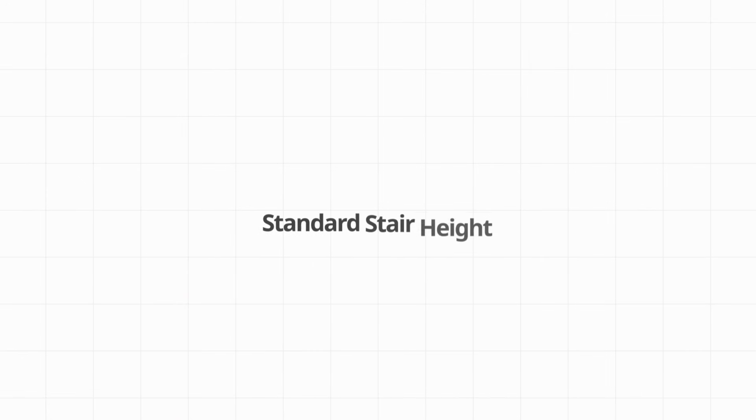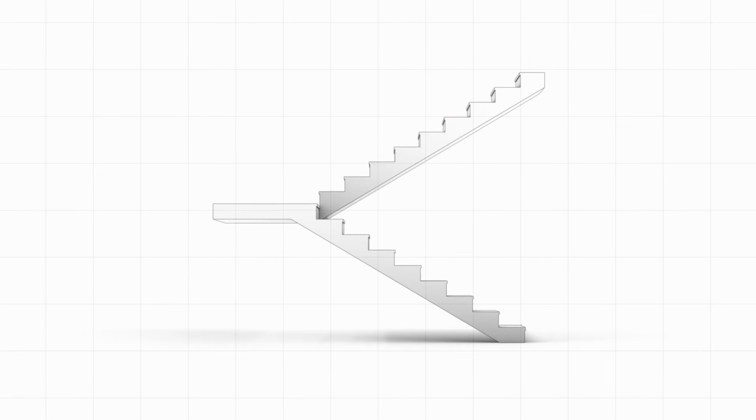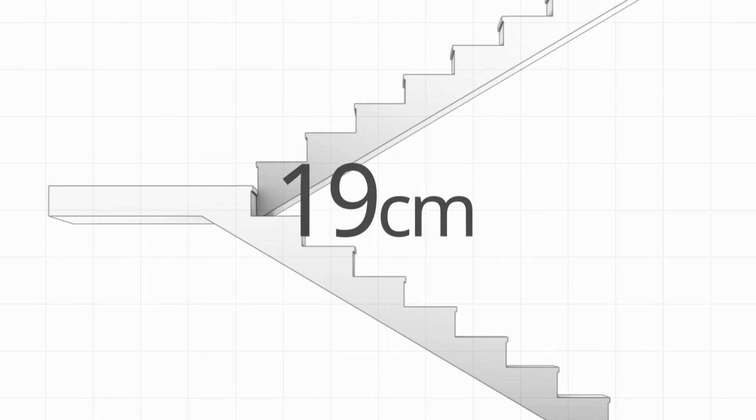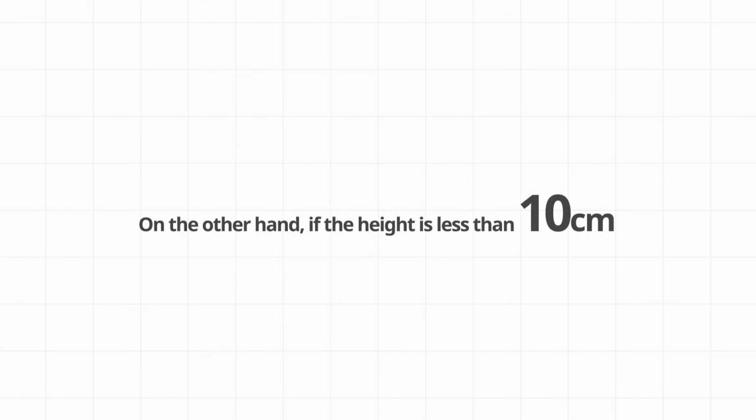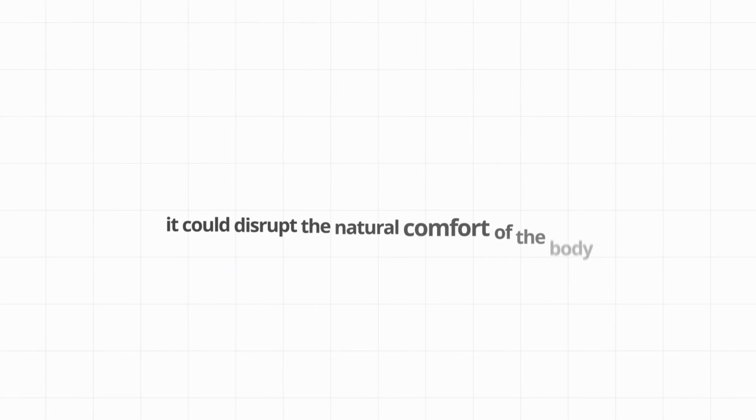Standard stair height. The height of the stairs, or the rise, should be a maximum of 19 centimeters, but for general comfort and for people with disabilities, 17 centimeters is recommended. This dimension ensures that movement is easier and more natural for individuals. When the stair height exceeds this value, it could make climbing the stairs more difficult, and people may feel more fatigued. On the other hand, if the height is less than 10 centimeters, it could disrupt the natural comfort of the body, and the person may feel a lack of support.